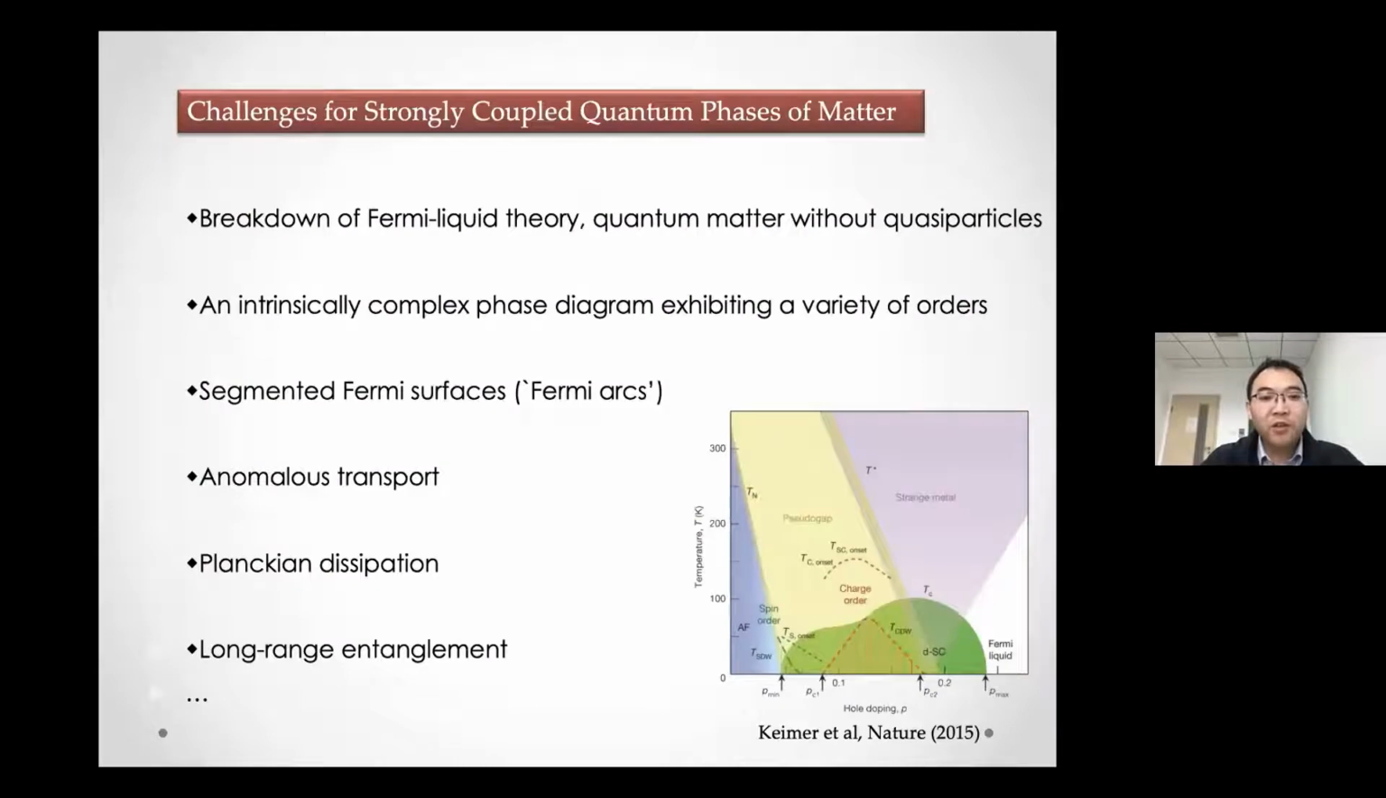There are many challenges for strongly coupled quantum phases of matter. For example, the breakdown of the Fermi liquid description. So we are dealing with quantum matter without quasi-particles. There is also a very complicated phase diagram with different orders. A typical example is the phase diagram for high Tc cuprates. Here we have antiferromagnetic order, some charge density waves, superconductivity, and also the strange metal phase. And there are also segmented Fermi surfaces like Fermi arcs, anomalous transport, Planckian dissipation, and long-range entanglement.